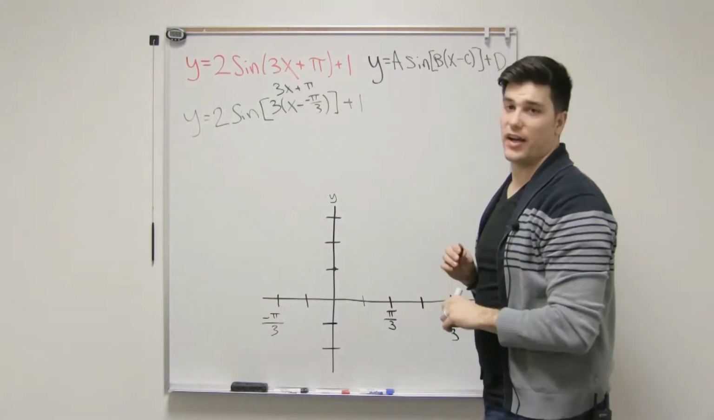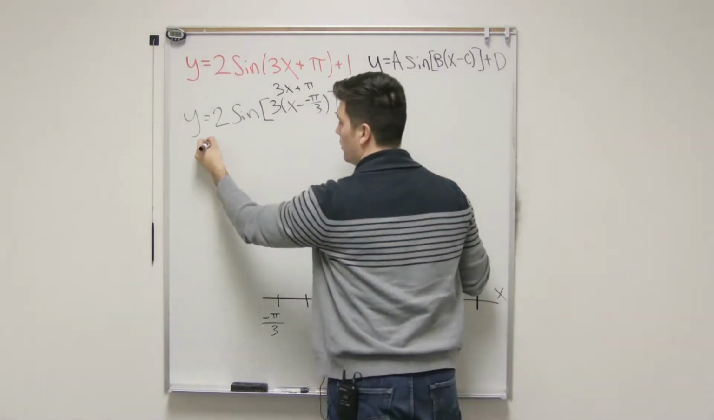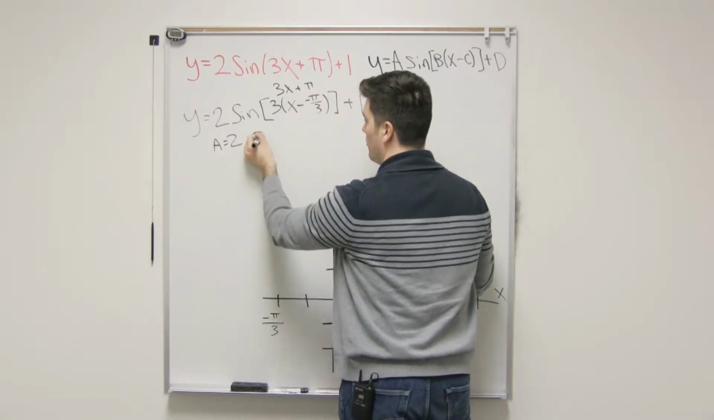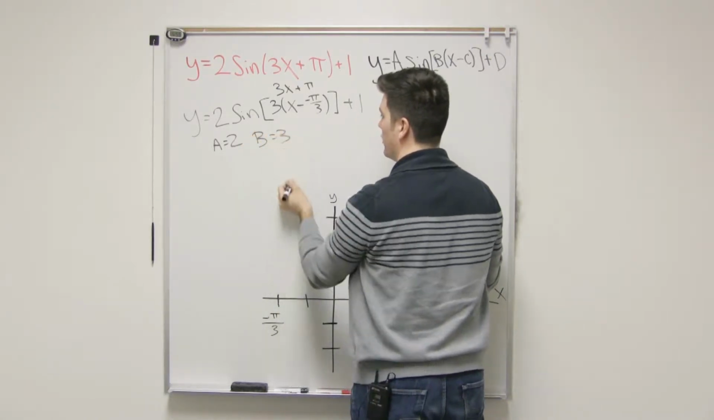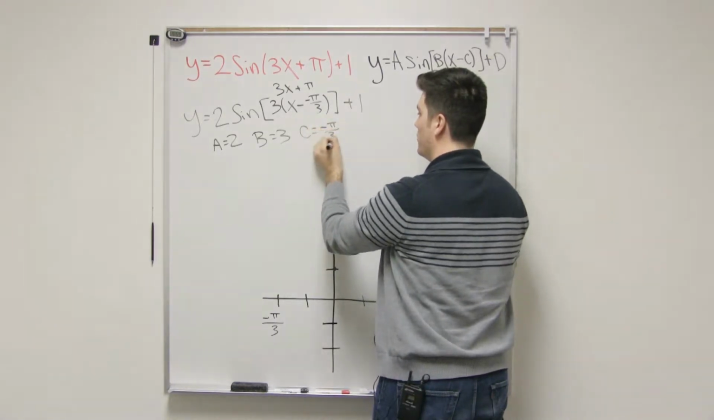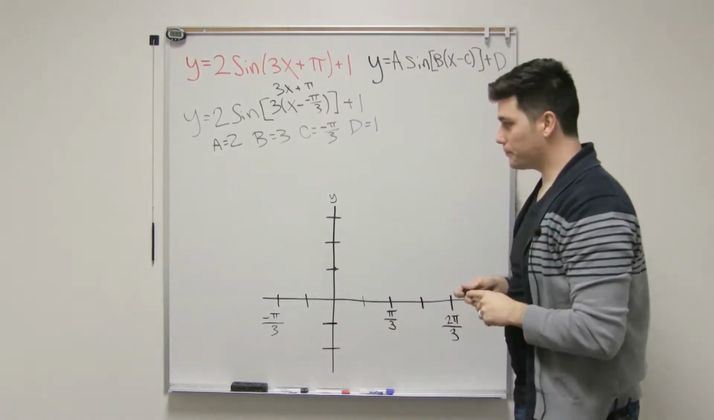We can now identify each of these numbers. Because these are in the same form, we know that a equals 2, b equals 3, c equals negative pi thirds, and d equals 1.